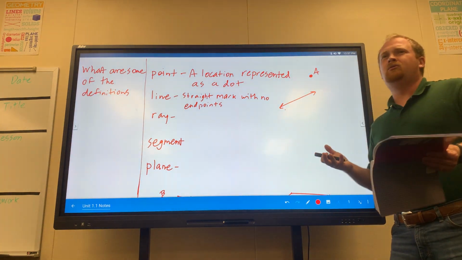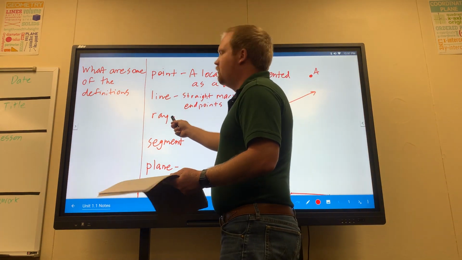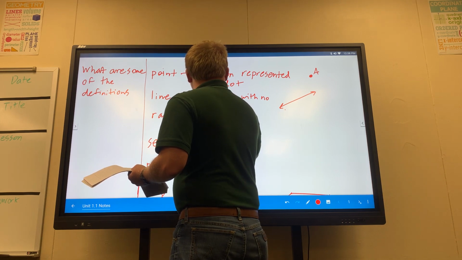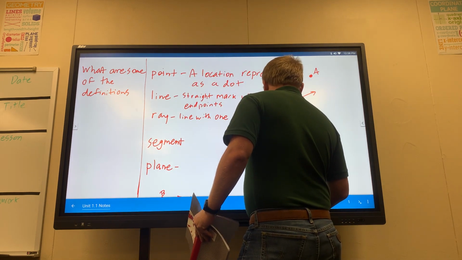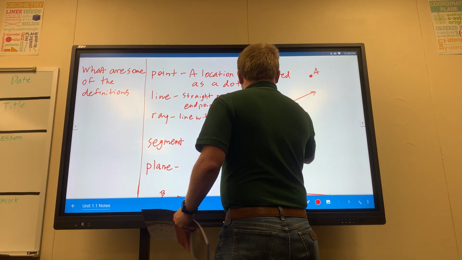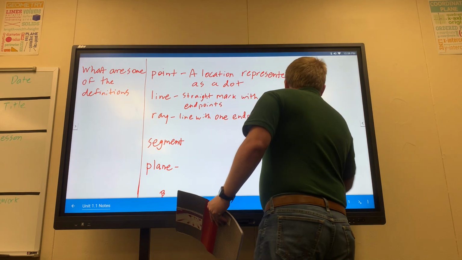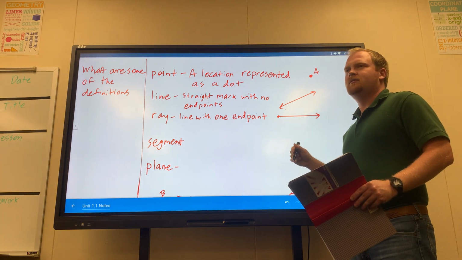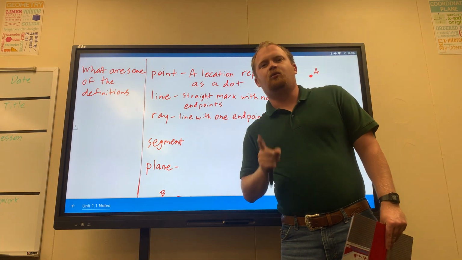Well, some of you may be thinking, doesn't a line end? Yes, but there are different types. For example, a ray is a line with one endpoint. One endpoint, not point. So example here, if I have one endpoint right here, and I keep going, this is a ray. Okay? Basically, a ray is any line that has at least one endpoint.